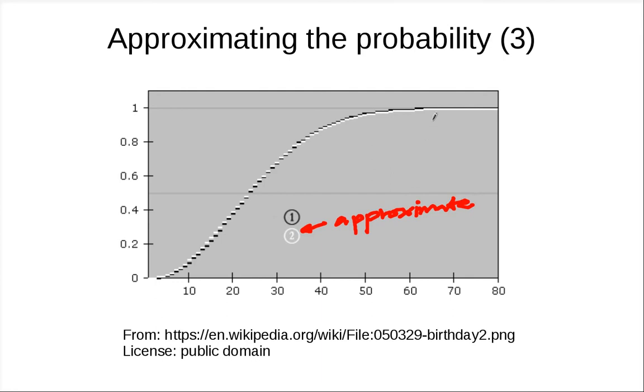So that's how we deal with approximating the value, and it drops below 0.5 here. Note that this is 1 minus the approximation, sorry.